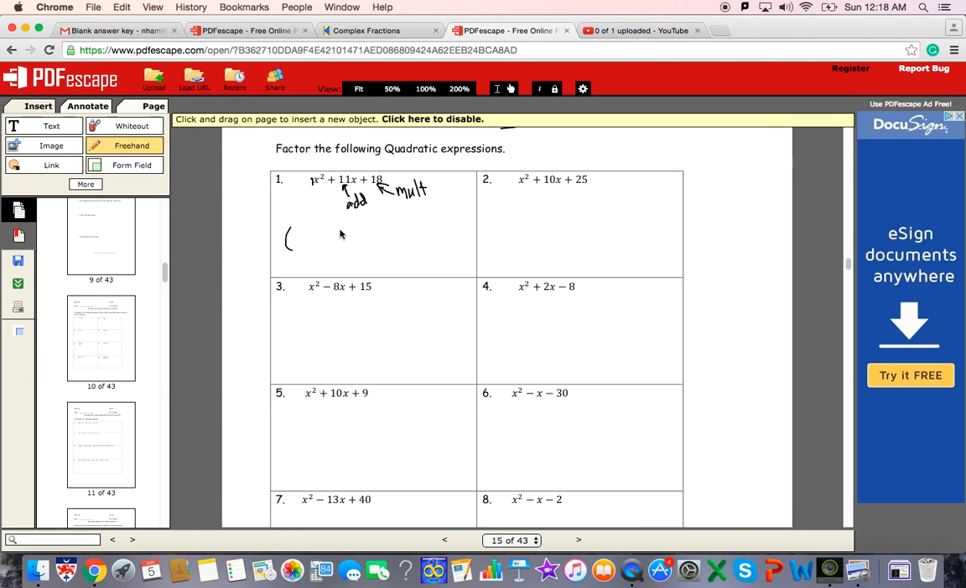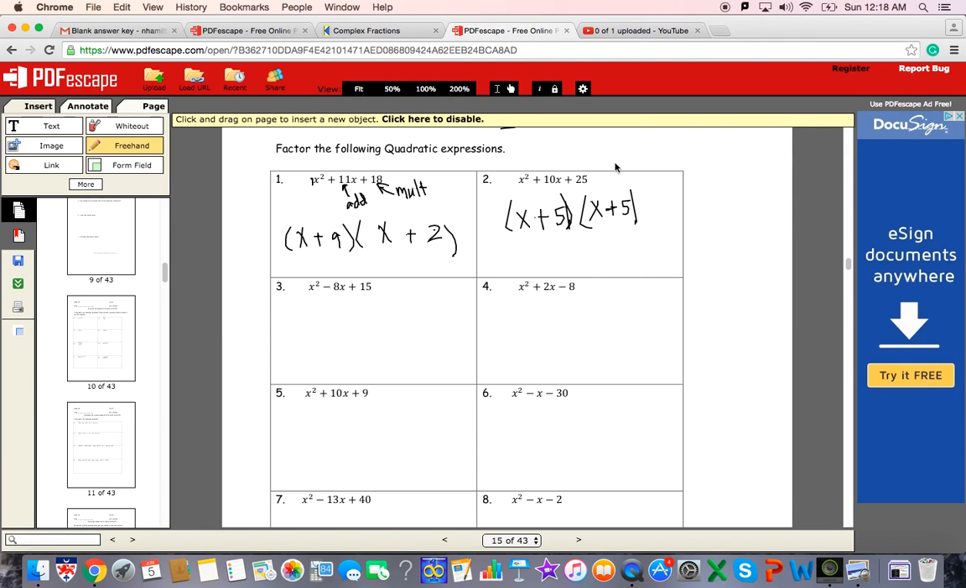In this case, our 2 numbers would be 9 and 2, because positive 9 and positive 2 do multiply to get 18 and add to get 11. And you separate x squared into its factors, so we always have an x here and an x here. Once you know how to do these, they get pretty fast. So multiply to get 25 and add to get 10. Our 2 numbers are 5 and 5. Yes, the numbers can be the same. So (x plus 5)(x plus 5).